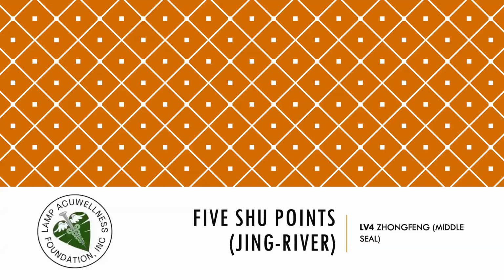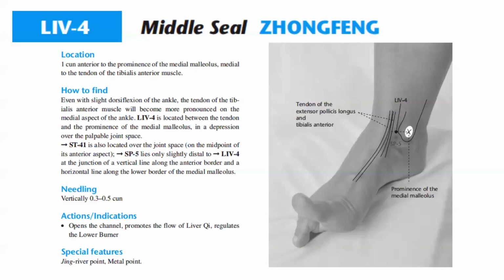Now let's talk about liver 4, Zhongfeng, middle seal, which is a Jing River point. Liver 4 is located 1 cun anterior to the prominence of the medial malleolus, medial to the tendon of the tibialis anterior muscle. How to find? Even with slight dorsiflexion of the ankle, the tendon of the tibialis anterior muscle will become more pronounced on the medial aspect of the ankle.